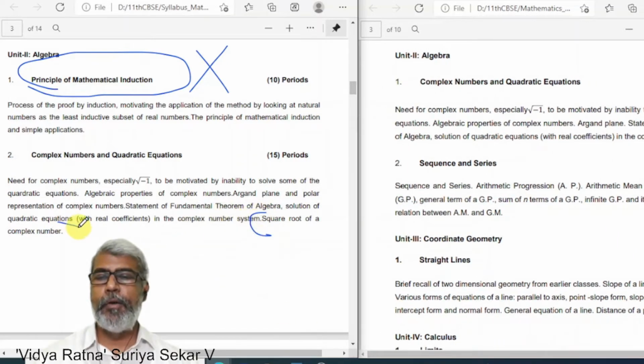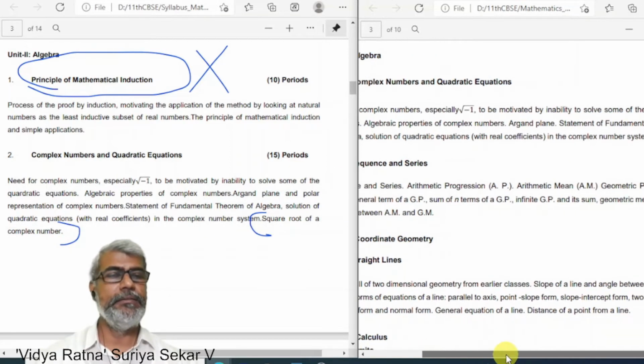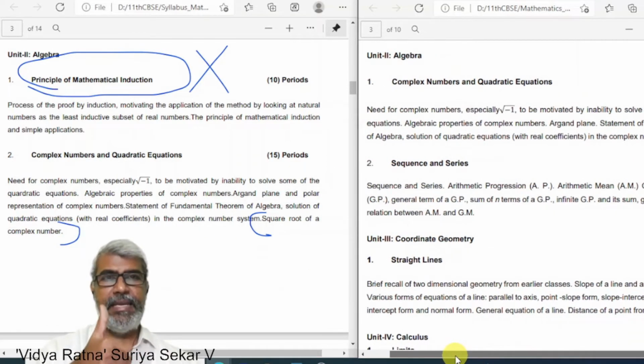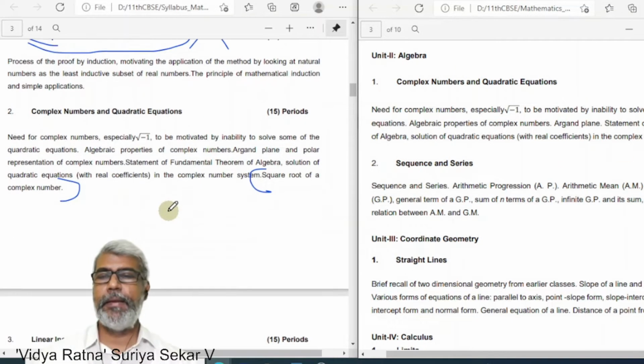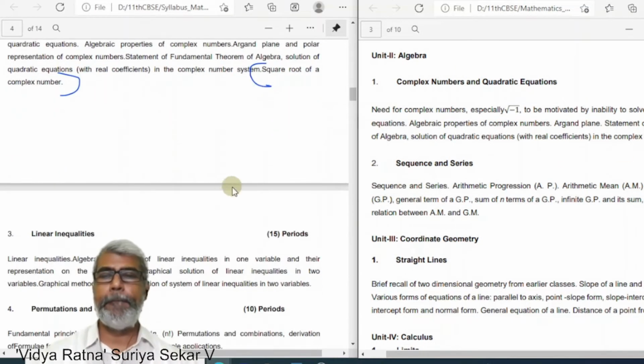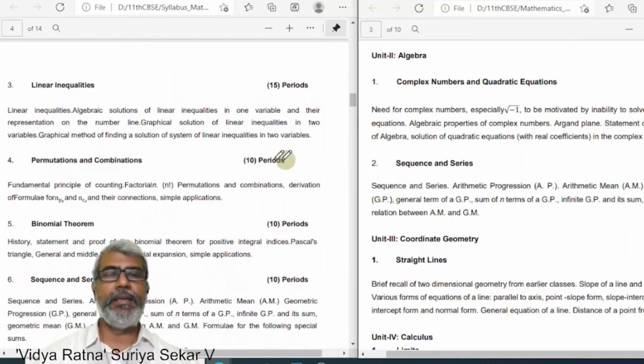Square root of a complex number, this portion is not found here. Thumbs up, it means it is deleted. You can see it is not there in the syllabus. Portion is deleted, you can note it down. Next, linear inequalities is not there.